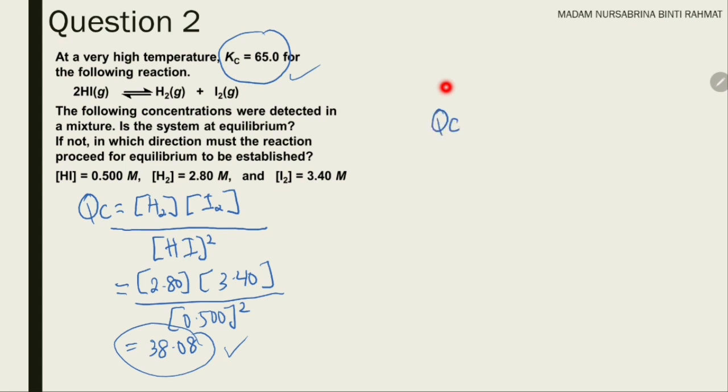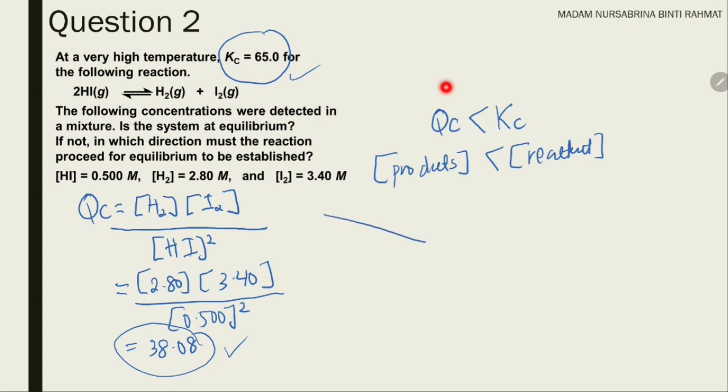That means your QC is less than your KC. That means our product's concentration is less than our reactant's concentration. It means we have more reactants. So if we draw the seesaw, you will have the reactant on the heavier side and the product on the lighter side.